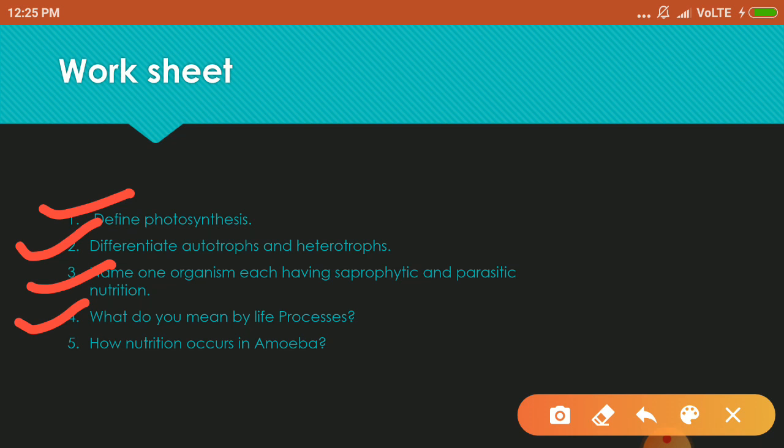You are also supposed to draw a diagram with this question. This question has been asked many times in the boards.